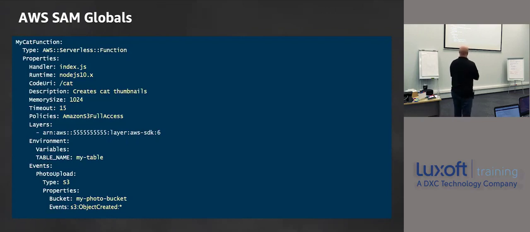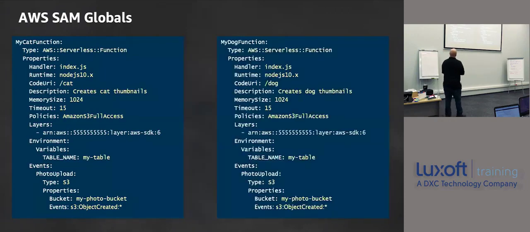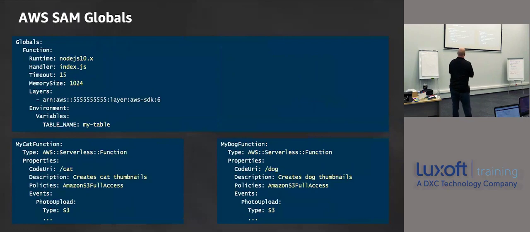So this is a function. This isn't global. So this is a function. And in it, I'm declaring the handler, runtime, the URI, description, memory size, timeout, policies, layers, environments, events. So this is my cat function. Now I have my dog function. All the settings are the same except for where the code lives. Well, I don't want to have to maintain that each time. So what I can do is move all the duplicate stuff into the globals, and then just the pertinent stuff inside of the functions themselves.